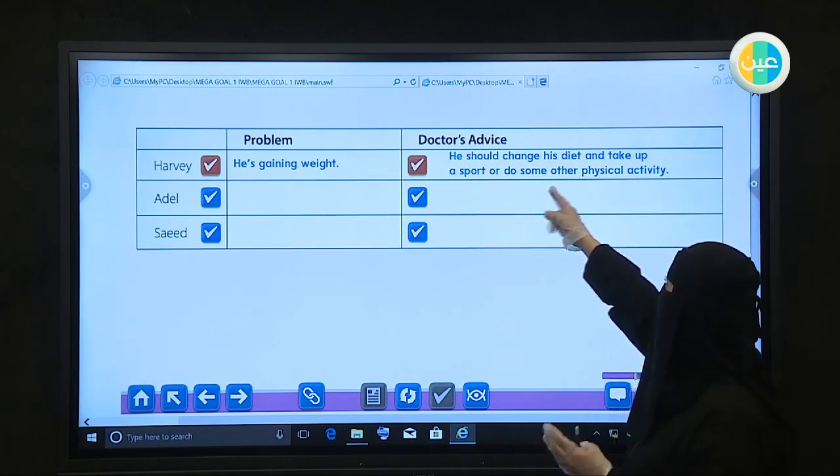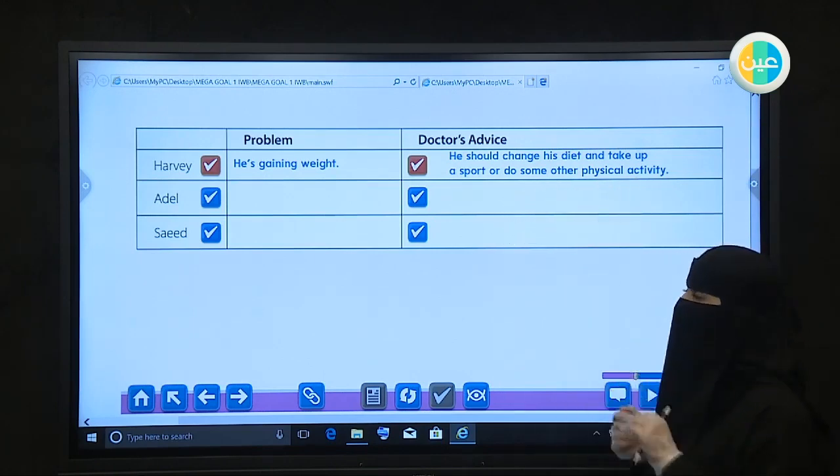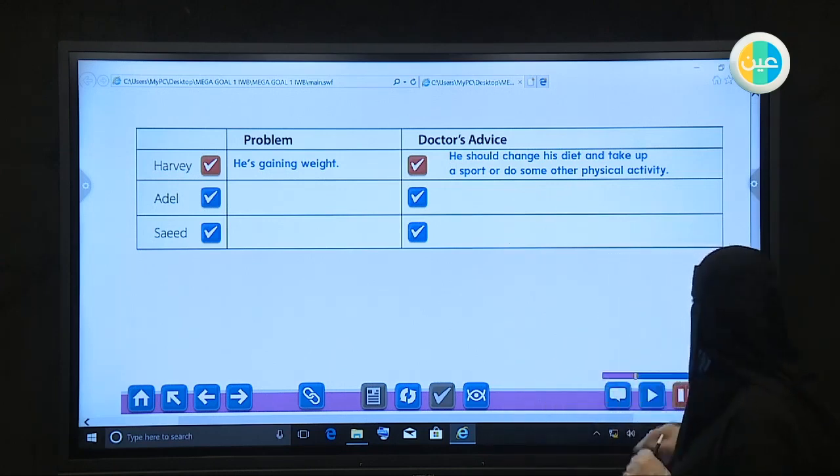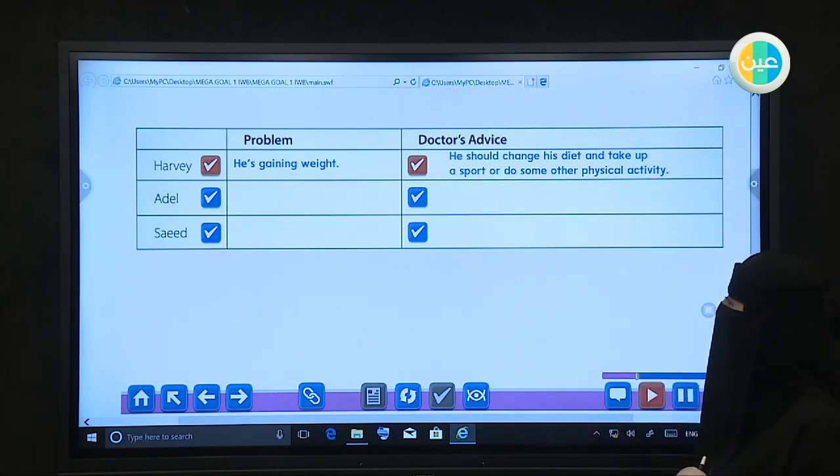After that, he does some other physical activity. That is about Harvey's problems and the doctor's advice for him. Let me check the next person, Adel.